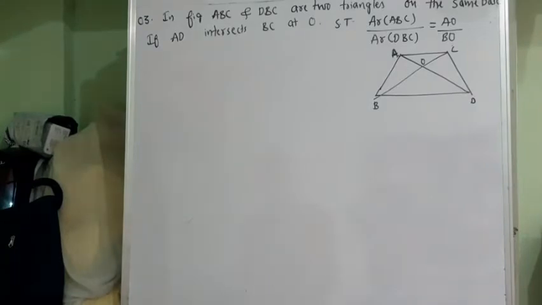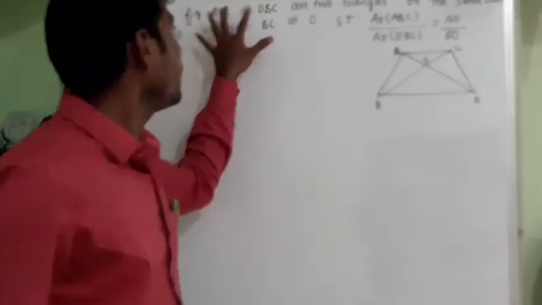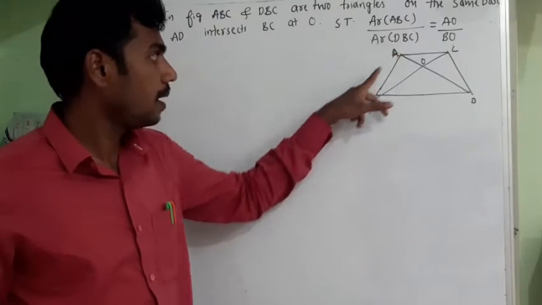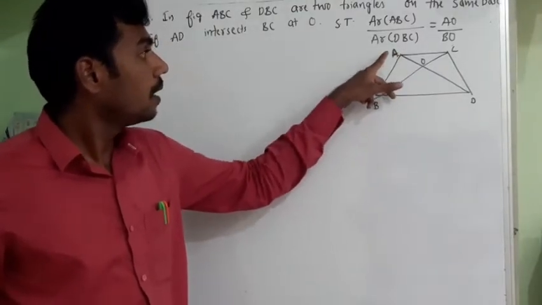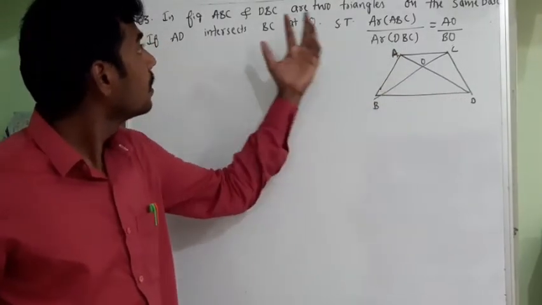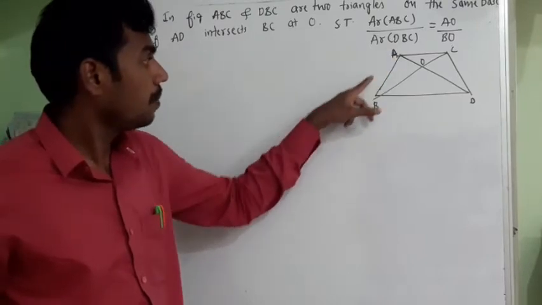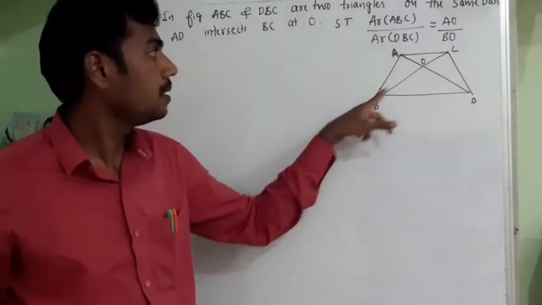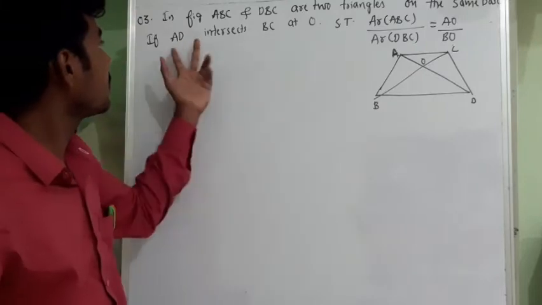Third question. In the figure, ABC and DBC are two triangles on the same base.